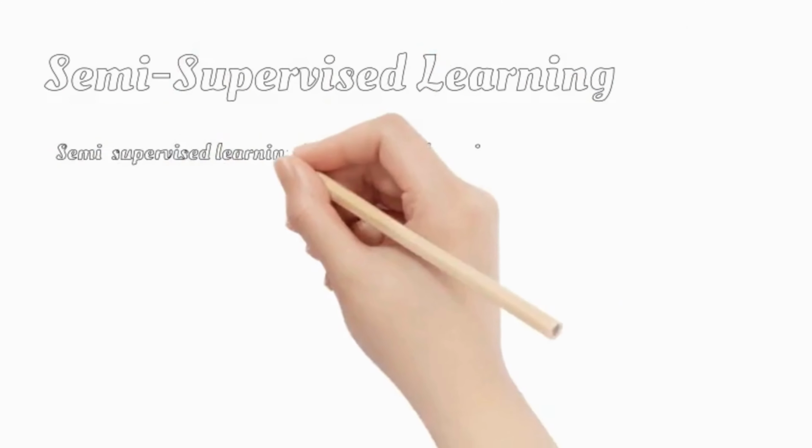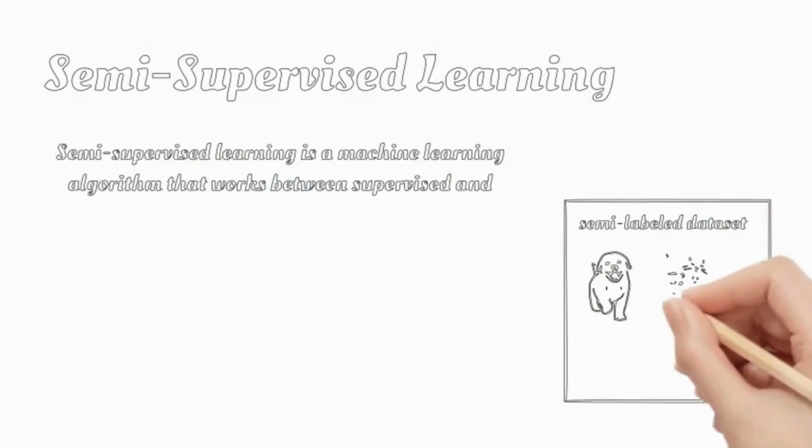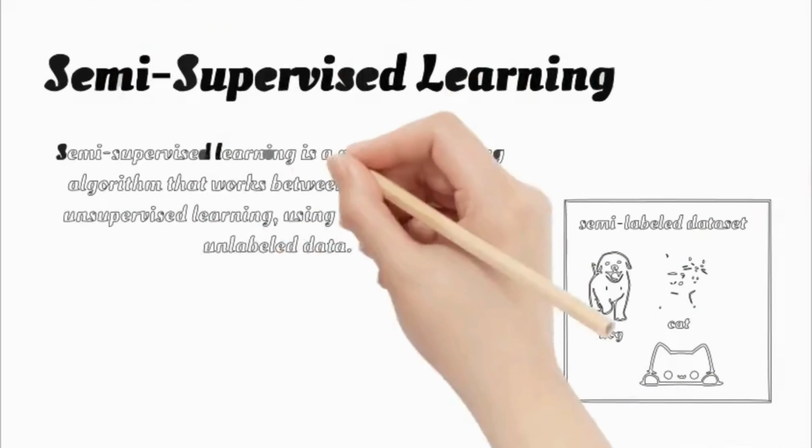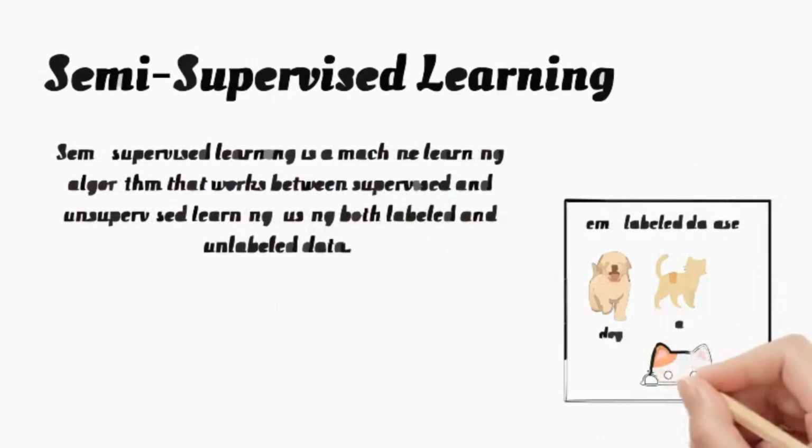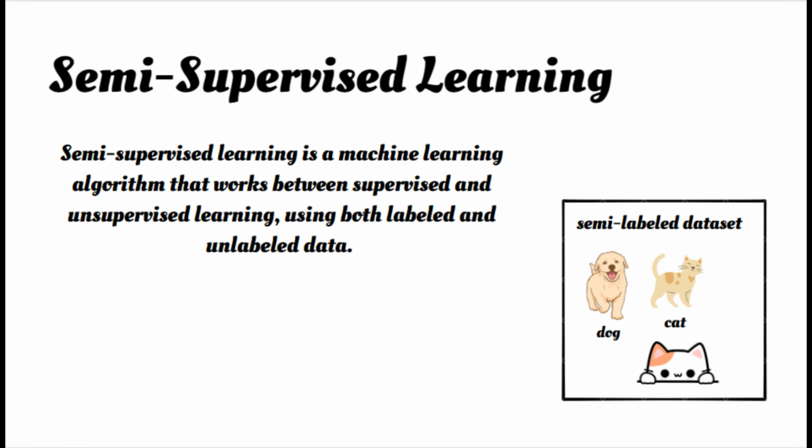Next is semi-supervised learning. Semi-supervised learning is a machine learning algorithm that works between supervised and unsupervised learning, using both labeled and unlabeled data. Imagine a student learning to classify animals. You give them a few labeled images of cats and dogs, but most of the images are unlabeled. The student uses the labeled examples to figure out the rest.